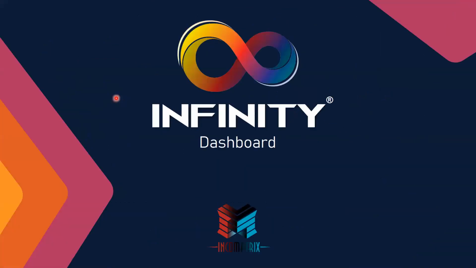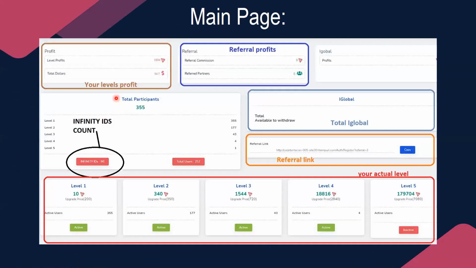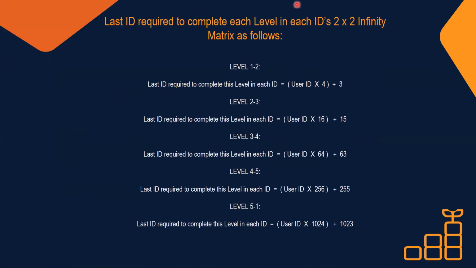Yes, okay. So you can go to the calculation part, the last ID required to complete each level. Each ID is a 2x2 infinity matrix, as follows. Simple as that. For example, I have ID number 200. 200 by 4 is 800. 800 plus 3: when ID 803 registers, he will push you directly to level 2. Oh, yes, now I understand.